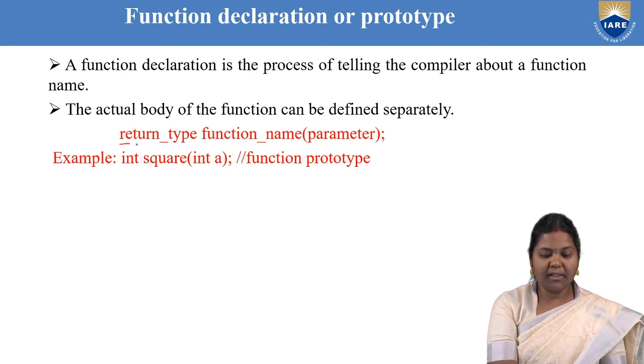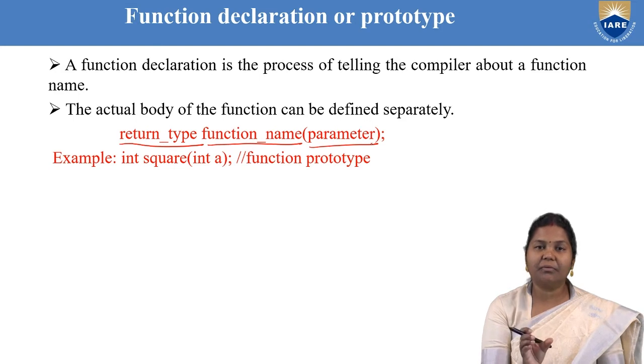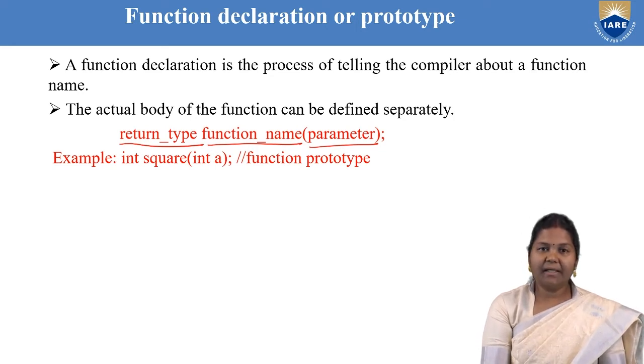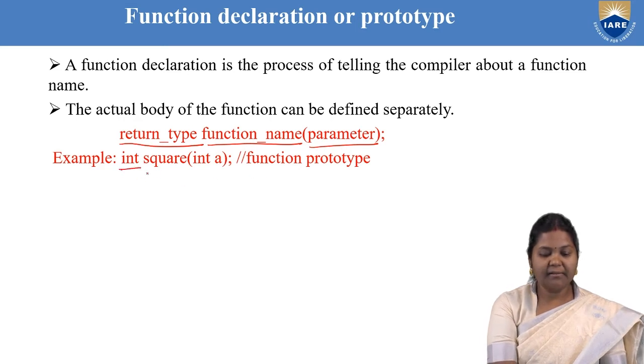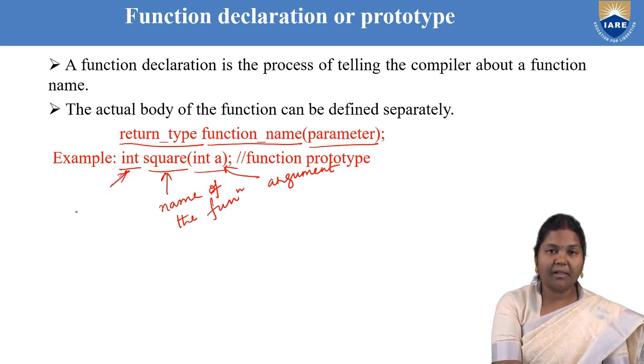We just write down what the return type is, followed by the name of the function and what parameter it takes. We write down the skeleton of the function to give the information to the compiler that this kind of function exists in the program. For example, we are writing a function prototype as int square(int a). Here square is nothing but the name of the function, and a is nothing but the argument or parameter. The square function returns an integer type of value. So this is the return data type. This is about the function prototype.